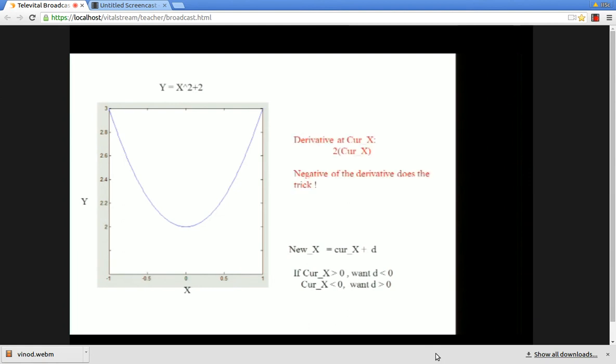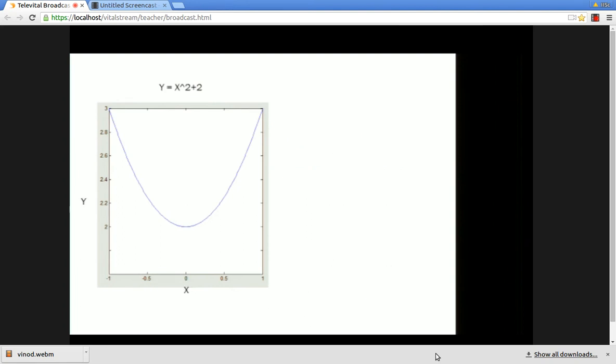So what's the derivative of x? The negative of the derivative does the trick, as somebody mentioned, right? So let's say if we take this example, you are at current x 0.5. What is the negative of the derivative at 0.5? Careful. What is the negative of the derivative at 0.5? It's minus 1, right? Okay, so good. Somebody said move in the direction of the negative of the derivative. I'm going to do that, right?